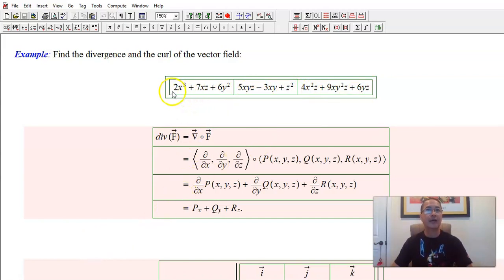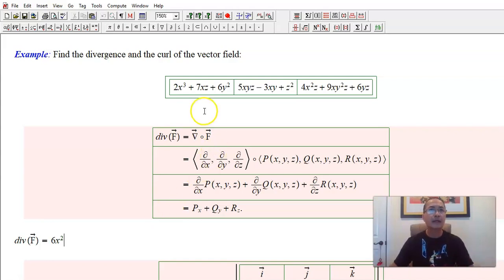From the top, partial with respect to x, we're going to get 6x squared, and then x goes away, that becomes 7z. There's no x there, so that's it for p. Partial of q with respect to y. Okay, y there, so we need 5xz. There's y there, so that's a minus 3x. Z squared goes away. There's no y over there.